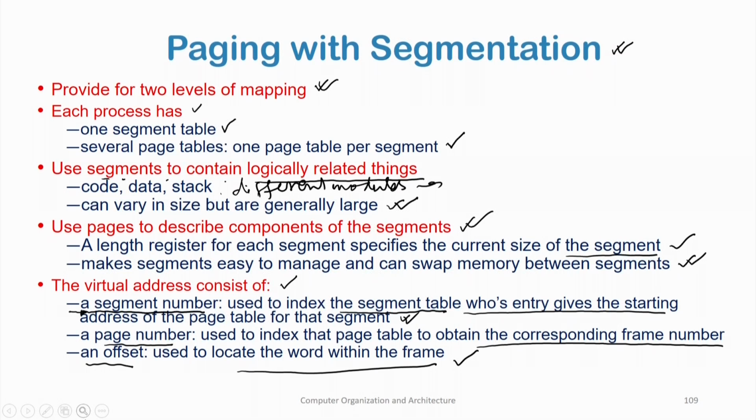So, within a given segment I go and access a page table. That page table may not be there in main memory at a given time. Then I bring that page table, corresponding to that segment, from secondary storage to main memory, and then I access the main memory page frame. So, this also becomes available with the use of paging with segmentation.